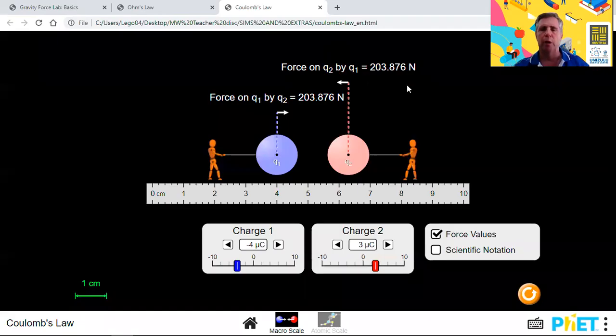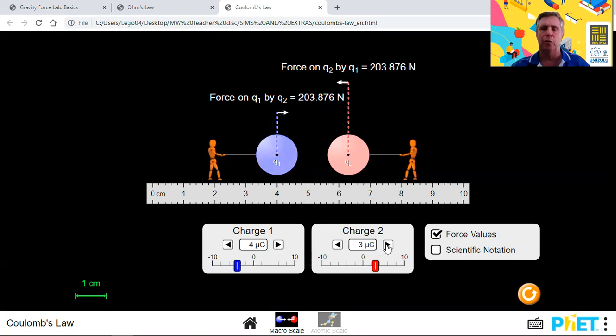So here we are with the real live simulation. And of course, the difference with electrostatic force is that it can be repulsive. Fortunately for us on Earth, gravity only attracts, it never repels. So here you've got a negative charge and a positive charge. And again, if I make the charge smaller, the force, sorry, make it more negative, essentially making it bigger, the forces get larger. If I make the charge smaller, closer to naught, then the forces get smaller.